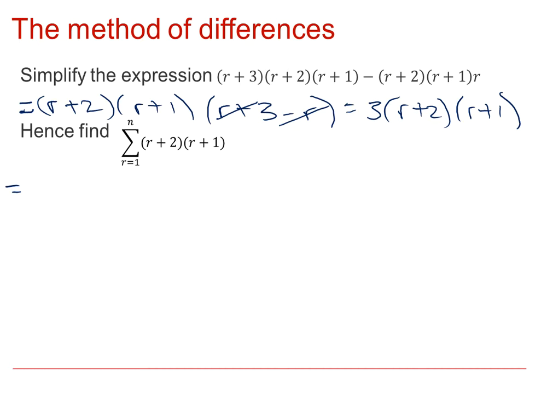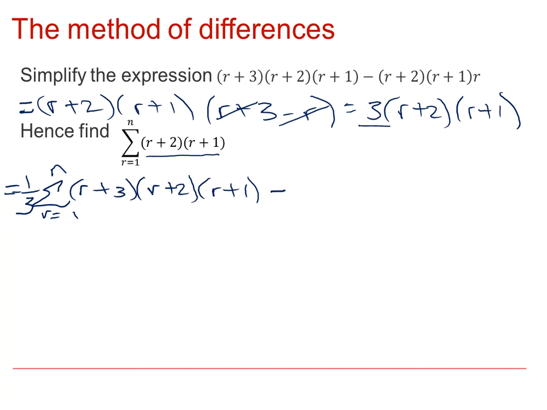We can then use this, noting that there is this factor of a third, because we have 3 times what we want here compared to here, of the r plus 3, r plus 2, r plus 1, minus, again we would have that factor of a third, r equals 1 to n. So you can see where the two differences come from.